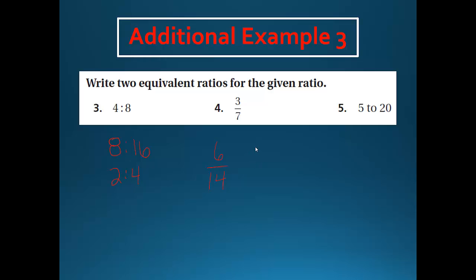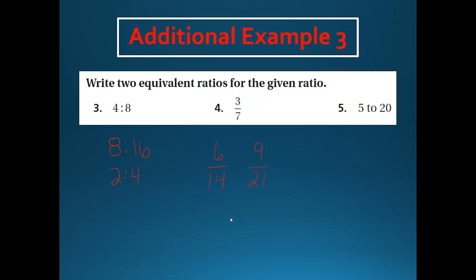We could also multiply both 3 and 7 by 3. 3 times 3 is 9, and 7 times 3 is 21. So 6 to 14 and 9 to 21 are equivalent ratios. For this one, we could not divide to get an equivalent ratio because 3 to 7 is in simplest form. Other answers that you might have had would be 12 to 28 or 15 to 35. Additionally, there are other answers that you could have had.